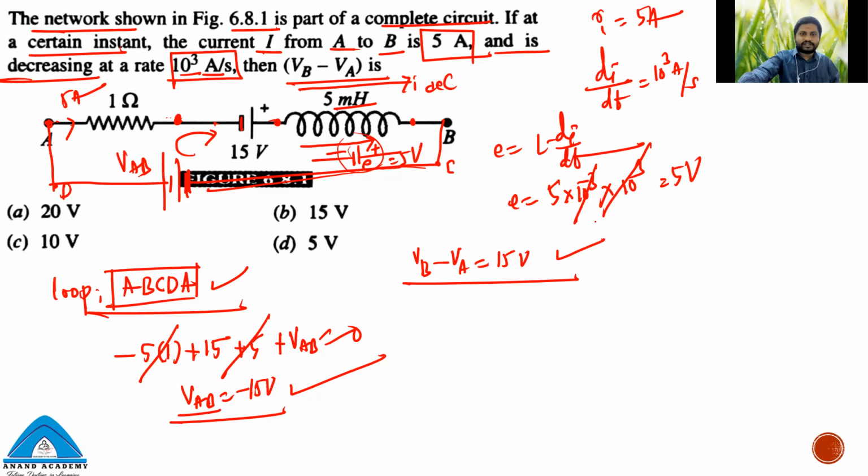Like this, the numericals will be asked. Okay, students? Clear? I hope you understand, right? So it is a very, very important expression, and a very important numerical. Let's move to the next one.